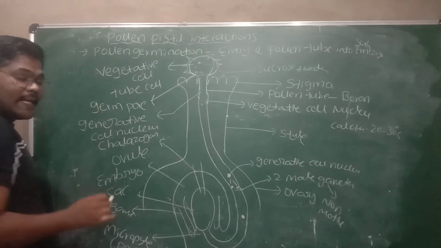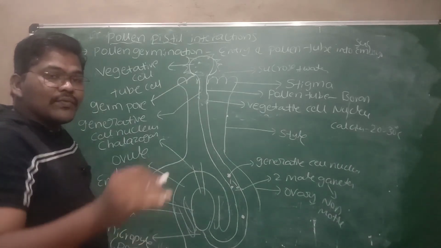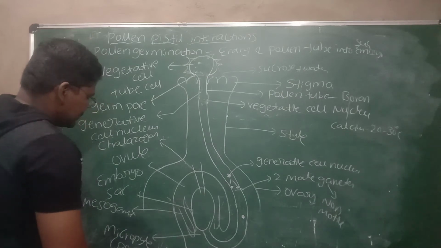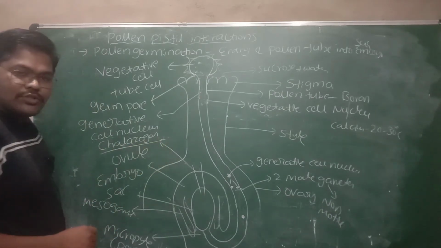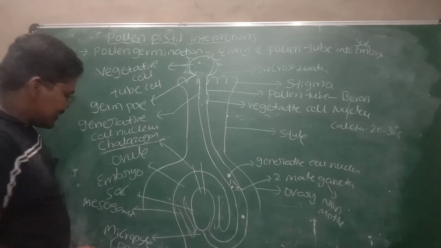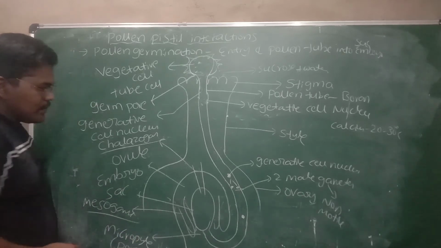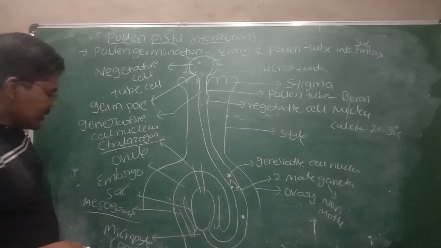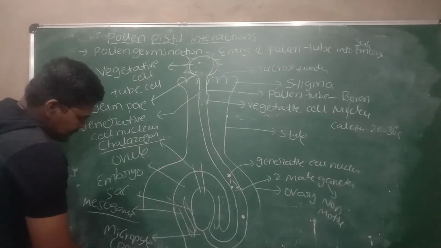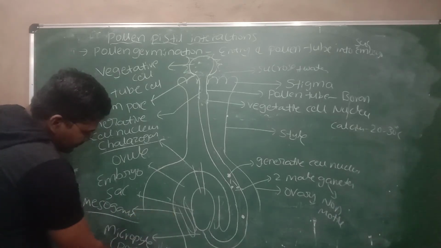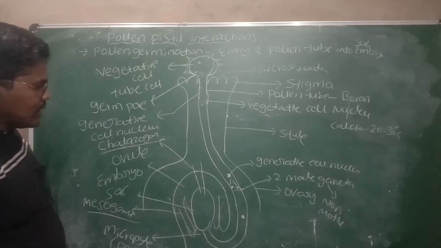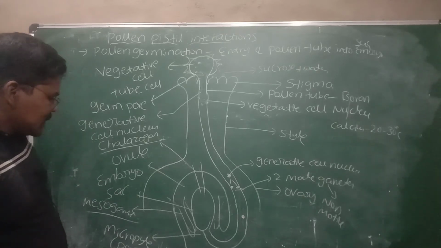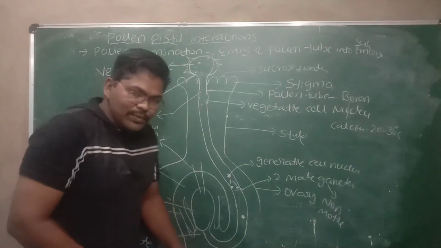Based on the region where the pollen tube enters, the entry of the pollen tube is of three types. Chalazogamy: the pollen tube enters into the ovule through the chalaza. Mesogamy: the pollen tube enters into the ovule through the integuments. Porogamy: the pollen tube enters into the ovule through the micropyle. That is about the entry of the pollen tube.